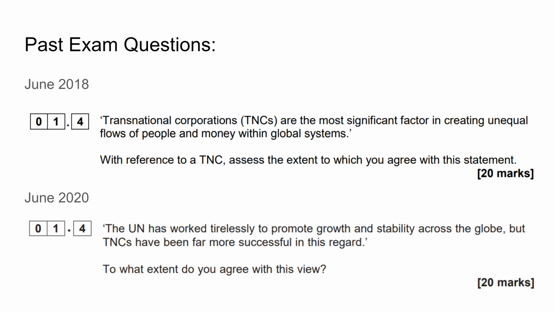And here are some 20 markers. The bottom one, you have to link some of your knowledge of the UN, but it does relate to a TNC, and you can definitely talk about Apple when you talk about growth and stability. So yeah, thank you.